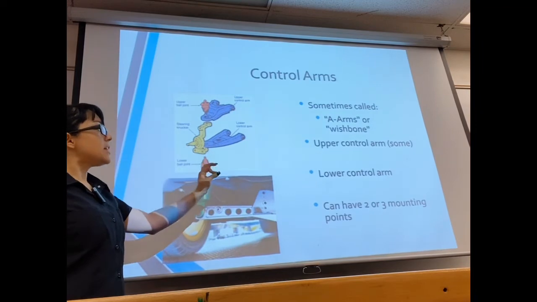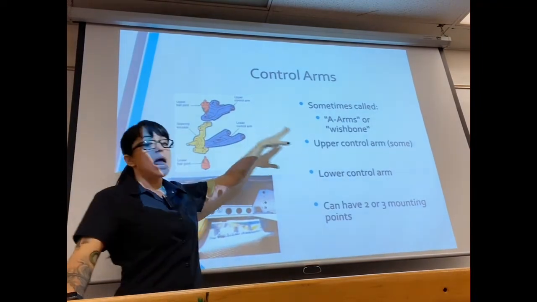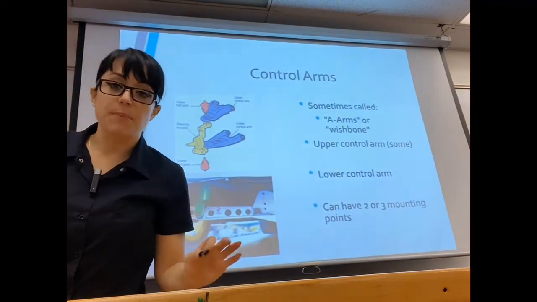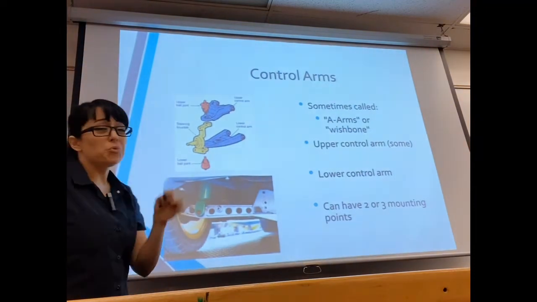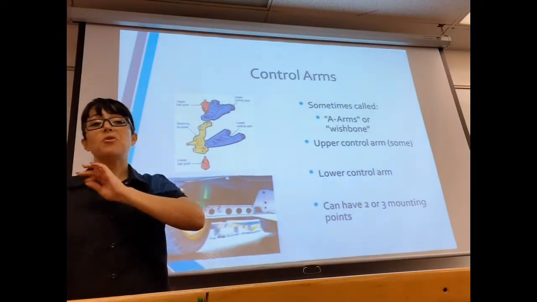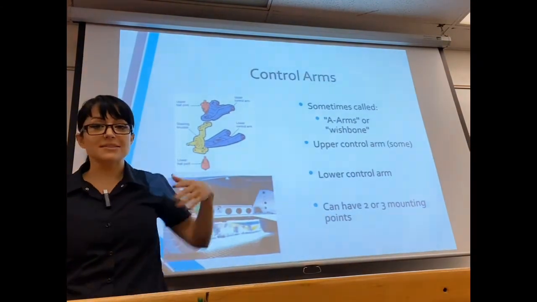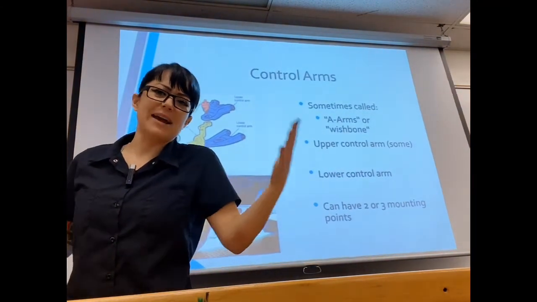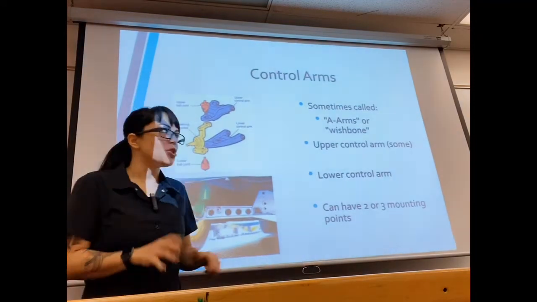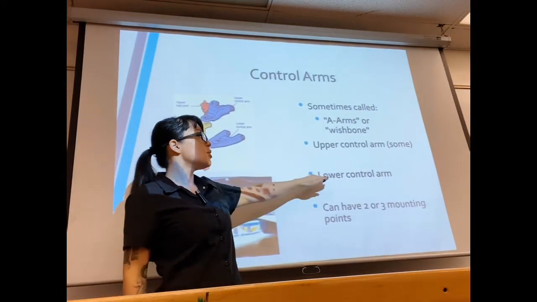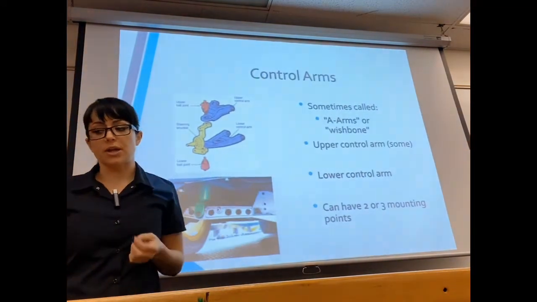Now, some vehicles have an upper control arm. Not all vehicles. It depends on the suspension design. But I will tell you that pretty much every vehicle I have ever seen in my life does have a lower control arm. I'm not saying that there are no vehicles that don't, but I don't think that they exist. Show me one that does. But pretty much all vehicles do have a lower control arm.